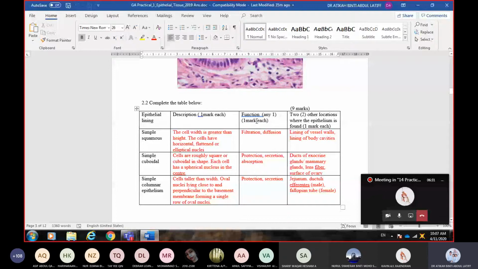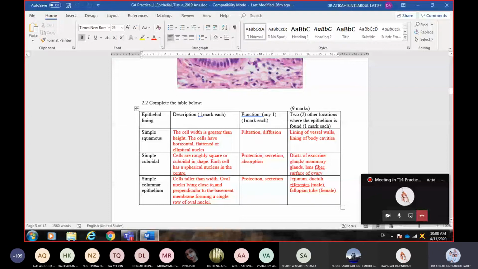So for vessel walls, you want the blood to reach the organs or tissues very quickly. So you want it to pass through a very thin layer of epithelium. Next is simple cuboidal. So they are cuboidal shaped or square shaped. Mainly for protection, secretion, and absorption. So most of your ducts and glands have simple cuboidal epithelium.